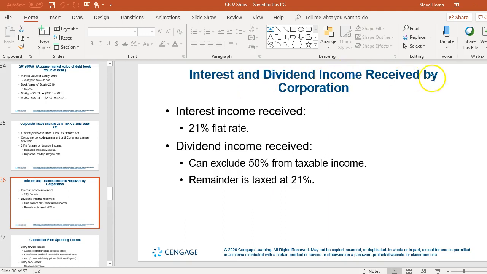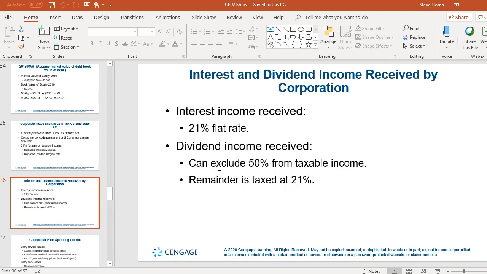It says here, interest and dividend income received by corporations. Basically, remember, corporations can invest. They can buy stocks of other companies. They can buy bonds of other companies. And pretty much they just pay 21% of what they receive, except for dividends. The nice thing about corporations, though, is they get a tax break for having dividends. So if I'm a company and I buy stock of another company and I receive dividends, I can exclude 50% of those dividends from taxable income, and the remainder is paid out at 21%.